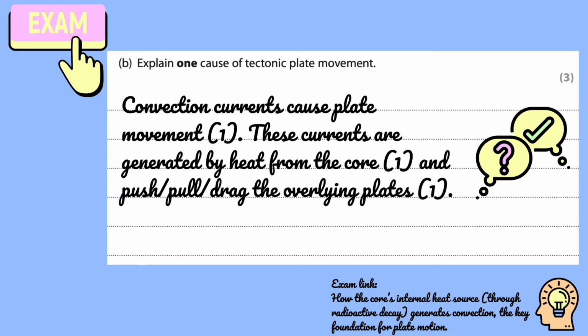Okay, so let's have a look at the mark scheme for this question then. Here's one of the examples as to what you can talk about, but really the possibilities for your answers in this question can come from any of the 6 points within your convection currents. Convection currents cause plate movement, so you get 1 mark for mentioning your convection currents here. These currents are generated from heat from the core. If you've mentioned something to do with your heat being generated from the core, you could have spoken about the heat causing the rising of the mantle. That's completely fine. And then your final point, which pushes, pulls and drags the overlying plates.